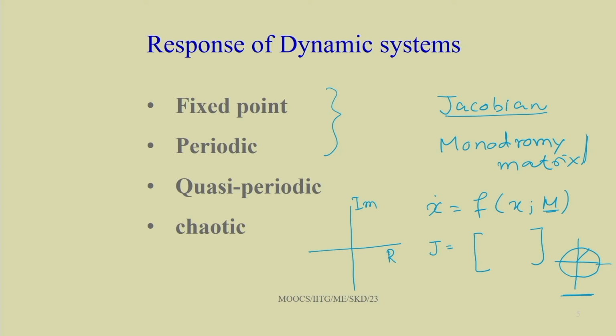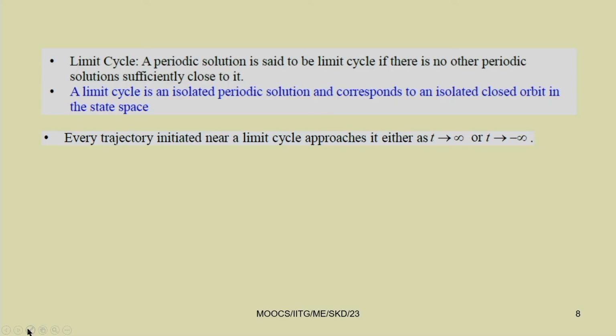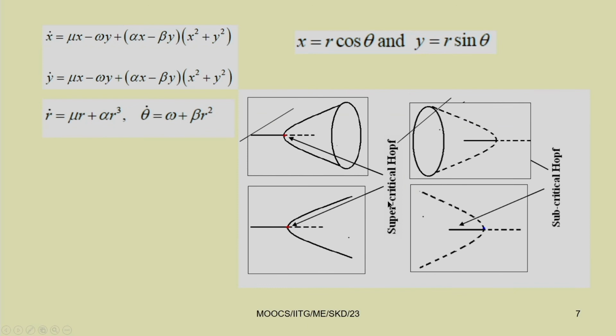Already we know the bifurcation of the fixed point response. We have static bifurcation and dynamic bifurcation. In case of static bifurcation, we have the saddle node bifurcation, pitchfork bifurcation and transcritical bifurcation, and in case of dynamic bifurcation, we have the Hopf bifurcation, where we may have the supercritical Hopf bifurcation or the subcritical Hopf bifurcation.